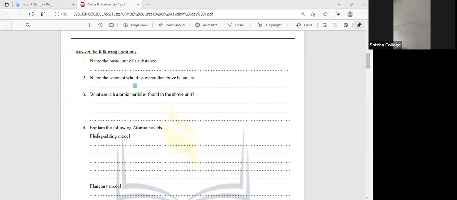Yes, what was your doubt? Madam, are all of those models in the school book? You don't have the plum pudding model. The other models you have, right? So I just taught the plum pudding model to make it complete. Okay, thank you.